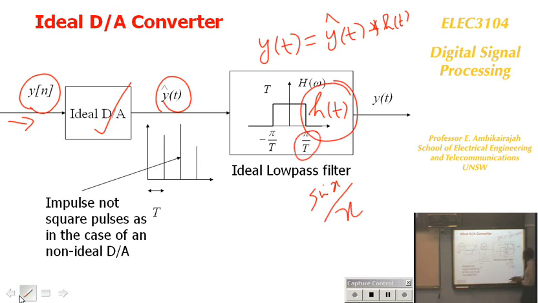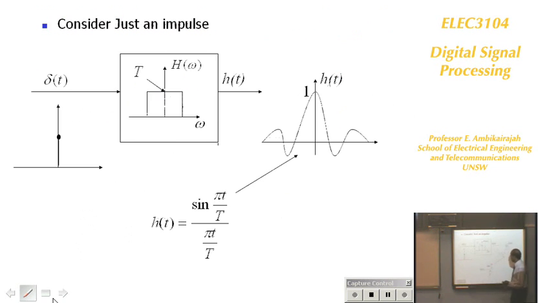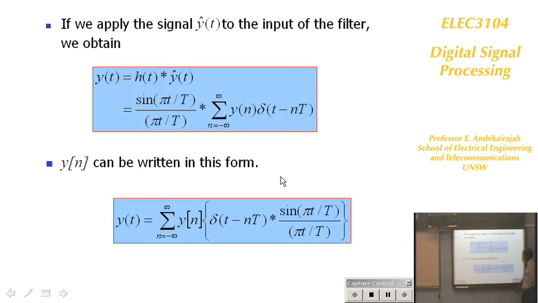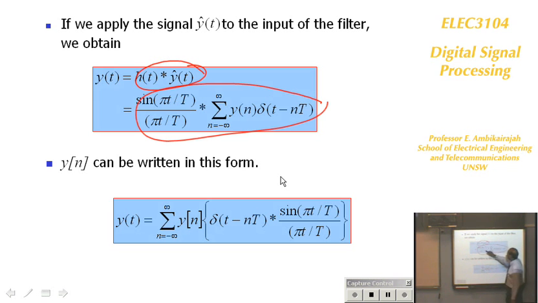If it is pi over T here, the cutoff frequency, this becomes sine omega C over omega C. So in this case, if you go further, you see that this is our point, which is pi over T, T over pi over T. So that's your impulse response. Now we can say the impulse response convolved with y(t) in the previous diagram gives you this. That means I move this inside, I can write this as y[n], and that's convolved with that one.